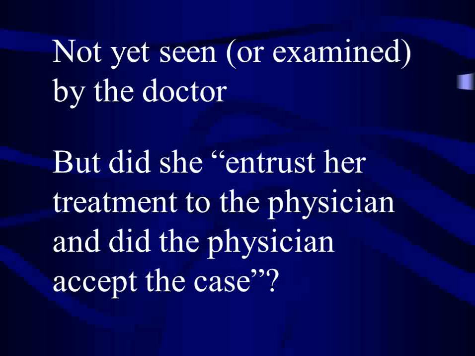So she had never been seen, right? She wasn't treated by this doctor, but was there a treatment relationship? Because if the claim is a wrongful termination of a treatment relationship, then logically you can't have a claim for wrongful termination unless you can first prove that their treatment relationship existed in the first place. So the court admits, well, okay, she hadn't yet been seen, but she did already, this is the quote, entrust her treatment to the physician, and the physician did accept the case.